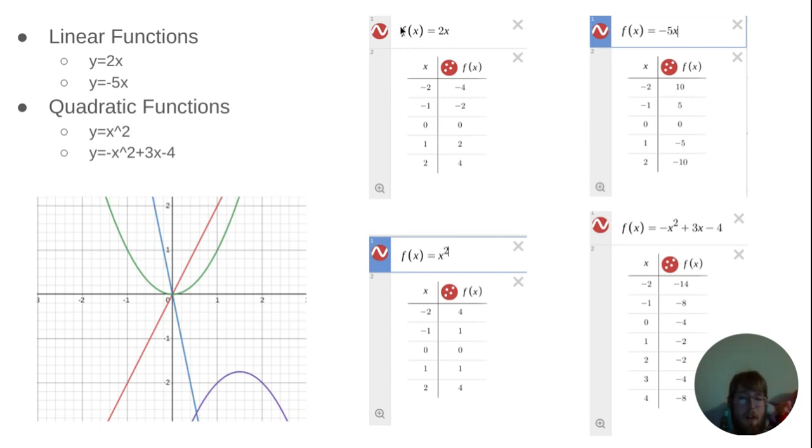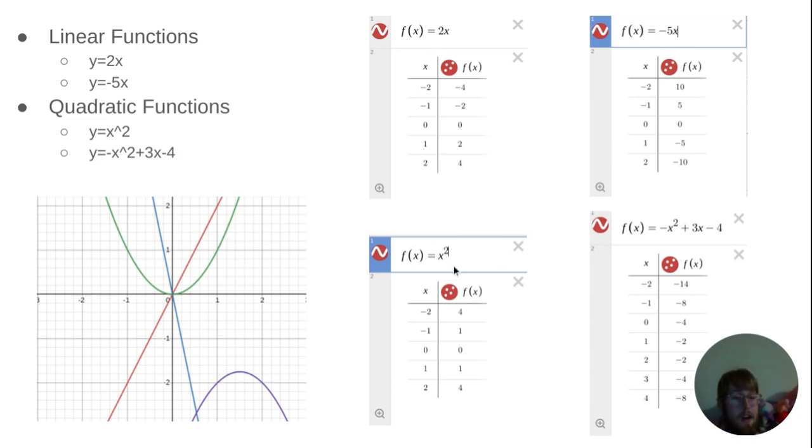This is just simply plugging into our equation. 2 times negative 2 is negative 4. 2 times negative 1 is negative 2, and so on and so forth. Similar process for our negative 5x formula. This one, our y values will go by 10. So it'll be 10, 5, 0, negative 5, and negative 10 for those same respective x's. The reason this one goes down is because of that negative sign in front of the 5. That means it's going to have a downward or negative slope.